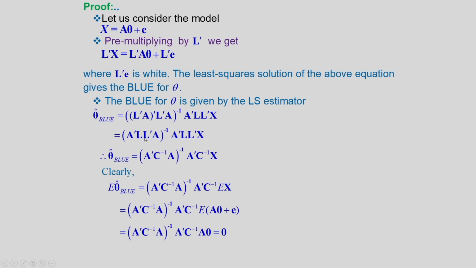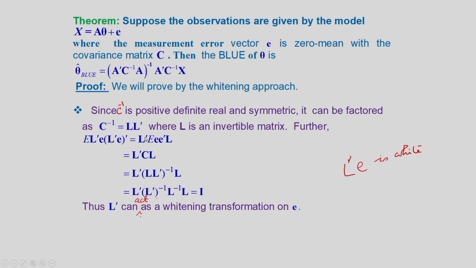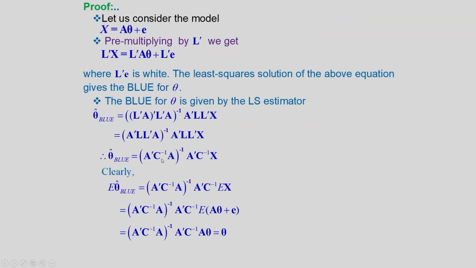And now we note that L into L transpose is equal to C inverse. So, what we will get is (A transpose C inverse A) whole inverse into A transpose C inverse into X. Okay. So, this is the best linear unbiased estimator when the error is non-white with covariance matrix C.